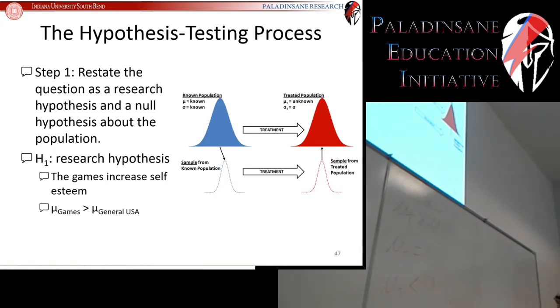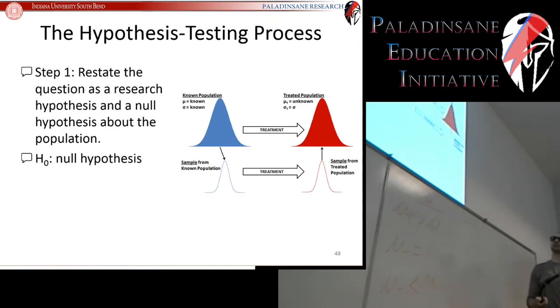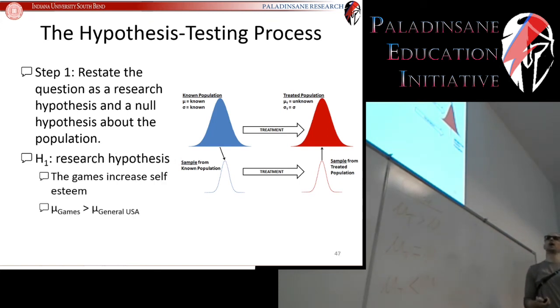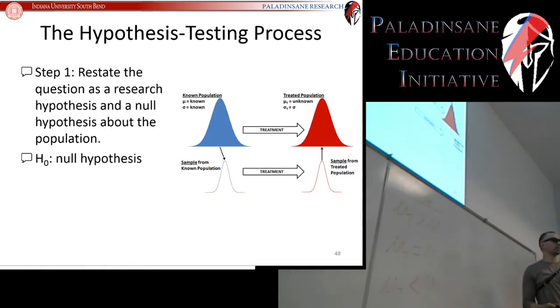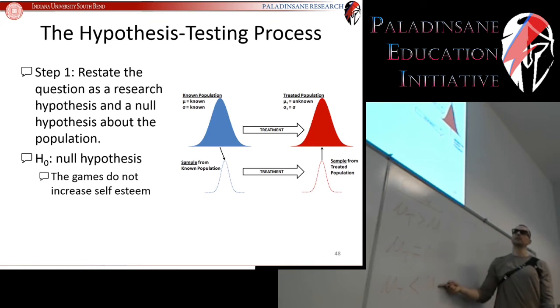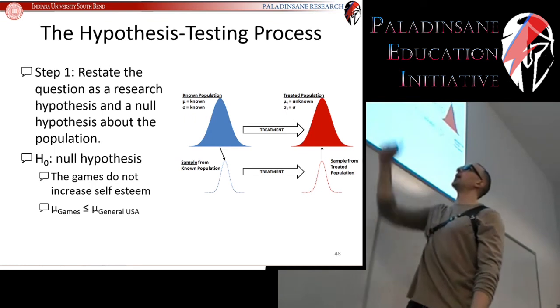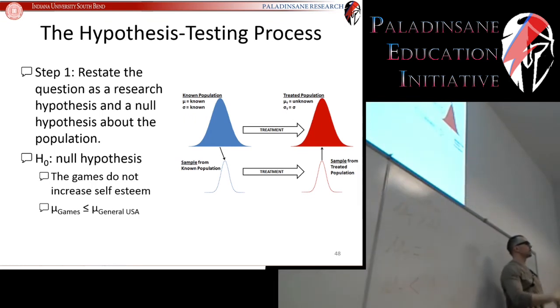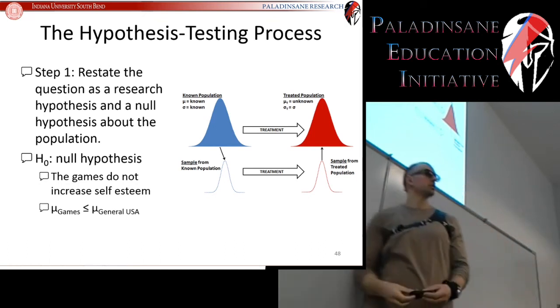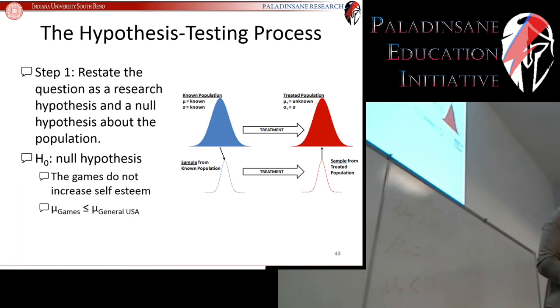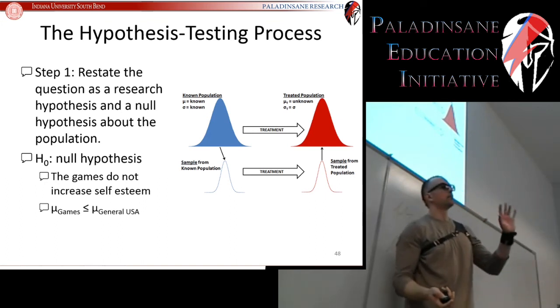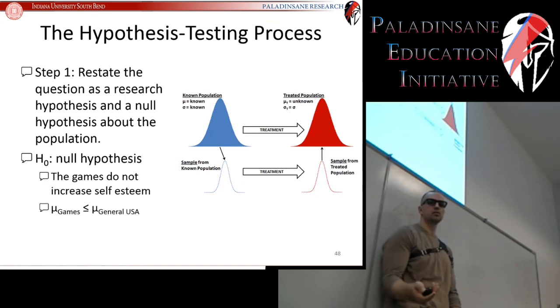So your null hypothesis then becomes that instead of the games increase self-esteem, the games do not increase self-esteem. And notice, this is not decrease self-esteem. This is do not increase, because it covers decrease and it also covers no change in effectiveness. So the games do not increase self-esteem means that the self-esteem for the games population is less than or equal to the self-esteem for the general USA population. All right, so that's the one-tailed hypothesis test. That changes when you're doing one-tailed or two-tailed, so be aware of that.